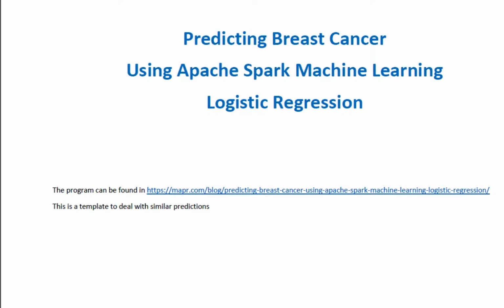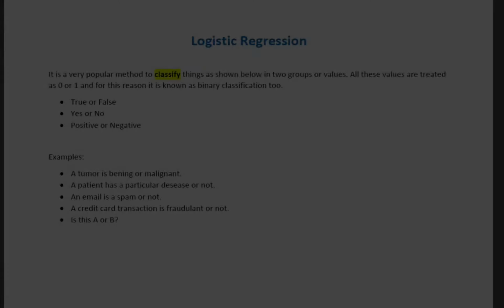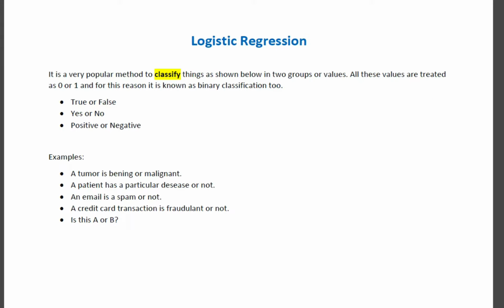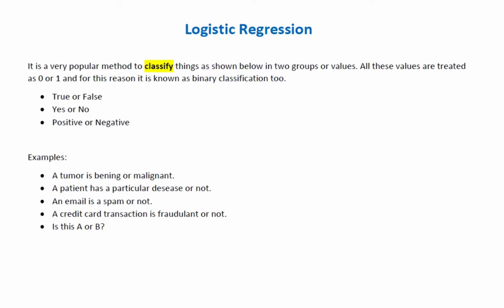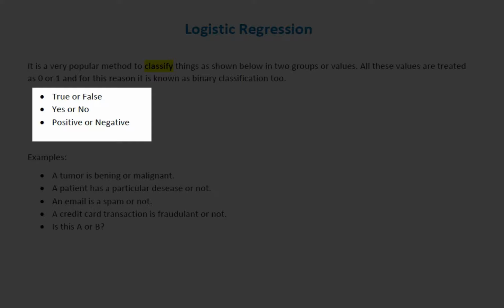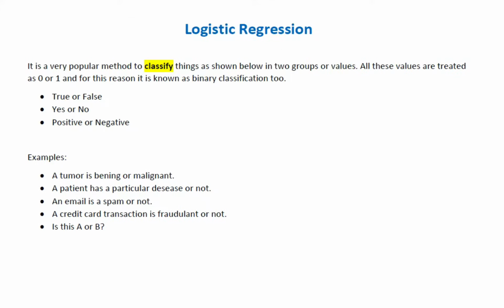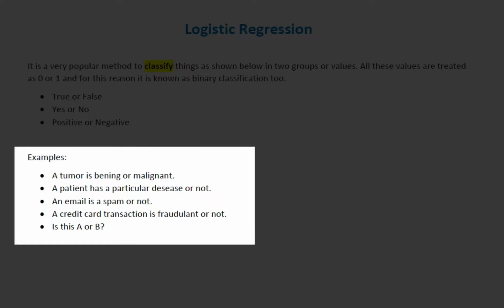Maybe the strangest term here is logistic regression. So let's see what logistic regression is. Logistic regression is a very popular method to classify things into groups: true or false, yes or no, positive or negative. These values will be treated as zeros or ones. Some examples of this classification are: a tumor is benign or malignant, a patient has a particular disease or not, an email is spam or not, a credit card transaction is fraudulent or not, is this A or B?